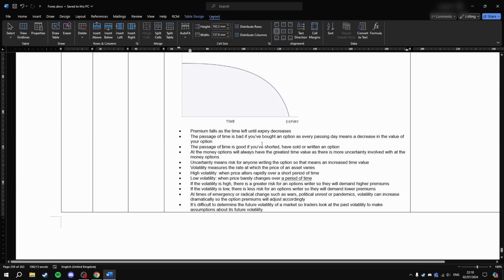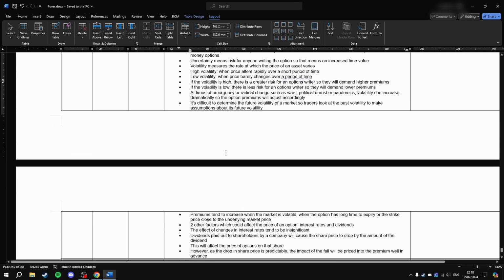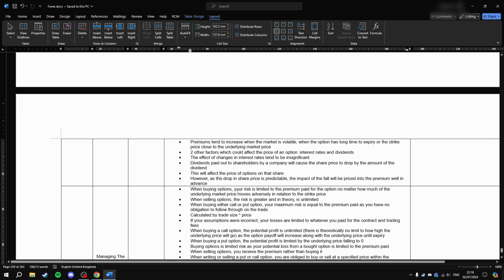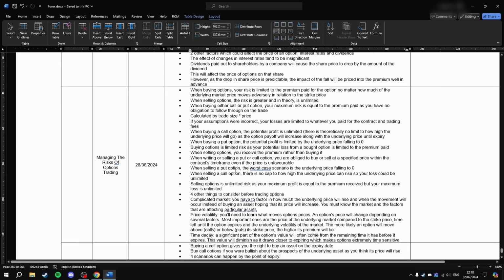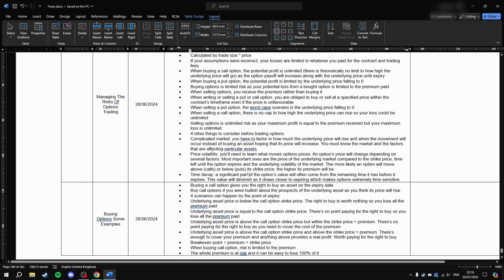Passage of time is good if you have shorted or sold a written option. When selling options, it's a complicated market, and time decay matters.